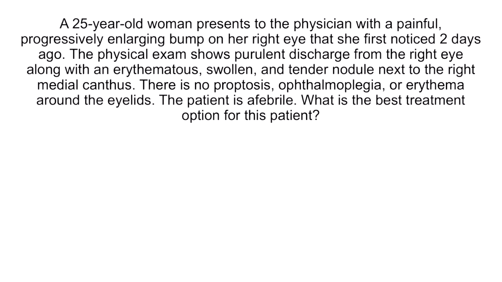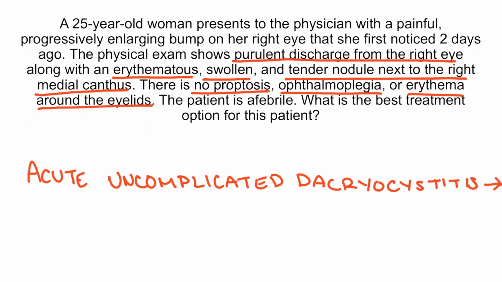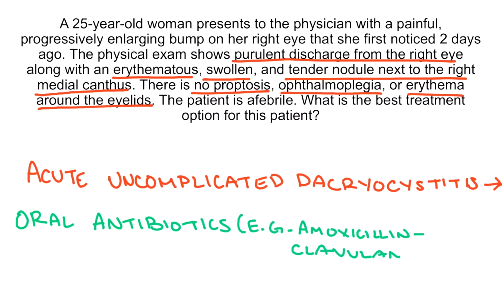This patient presents with purulent discharge from the right eye along with an erythematous, swollen, and tender nodule next to the right medial canthus. This description suggests the diagnosis of acute dacryocystitis. Since there is no proptosis, ophthalmoplegia, or erythema around the eyelids, this patient has acute, uncomplicated dacryocystitis. The best treatment option for acute, uncomplicated dacryocystitis is oral antibiotics such as amoxicillin clavulanate.